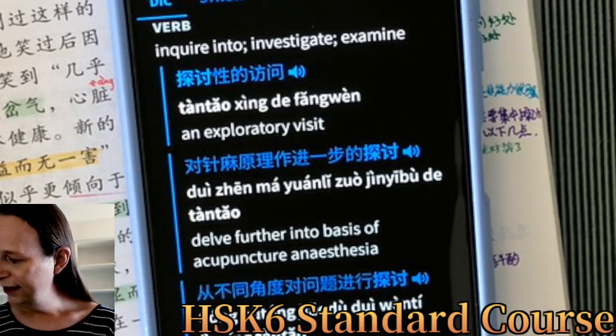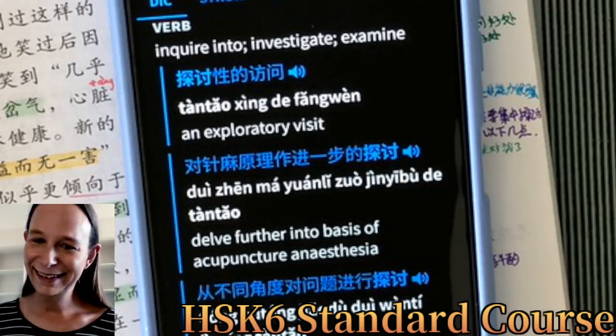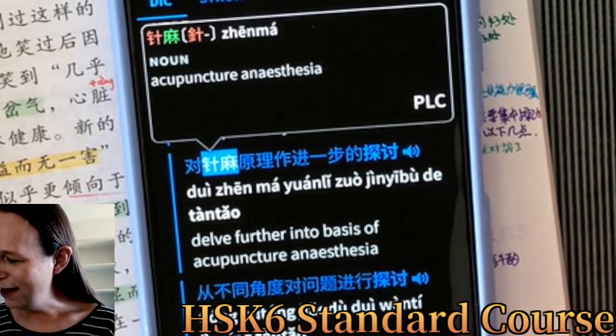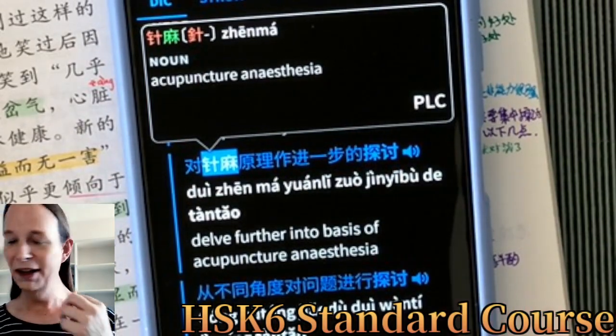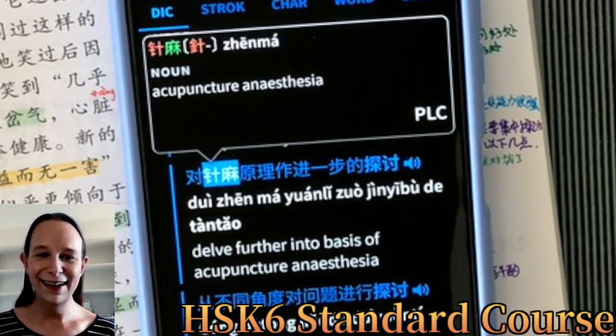对真马云你. What? Delve. He uses delve. I can't. 对真马. Oh, okay. So 真马 acupuncture. Acupuncture anesthesia. Okay, that explains why I did not understand that.